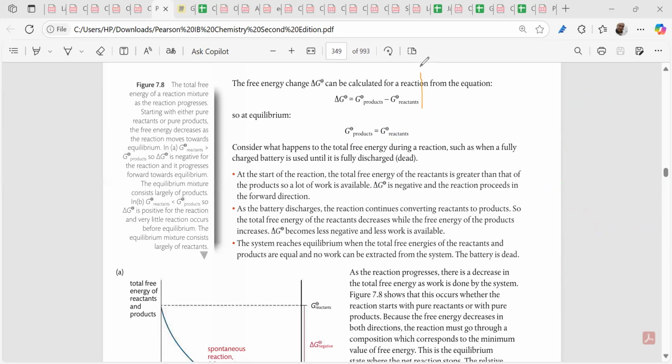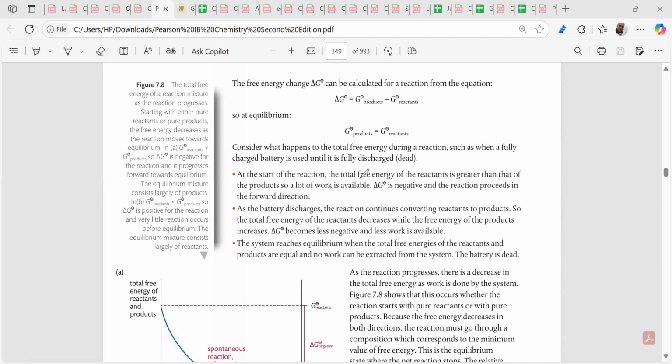The Gibbs energy of the reactant is very high, so this will be very negative. When it is transferred to the products, this starts to increase and this starts to decrease. So the negative value of the Gibbs energy will be coming down slowly, and the bulb will be glowing less brightly. Can you read? Can you see?